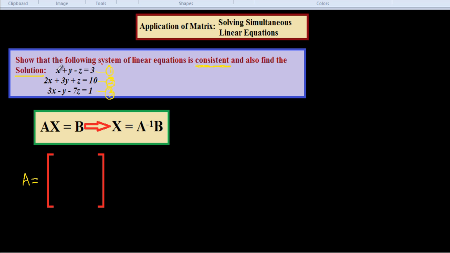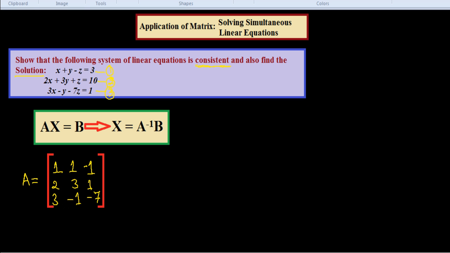In the first equation, we see the coefficient of x is 1, the coefficient of y is also 1, and the coefficient of z is minus 1. This we have got here. In the second equation, the coefficient of x is 2, the coefficient of y is 3, and the coefficient of z is 1. In the third equation, the coefficient of x is 3, the coefficient of y is minus 1, and the coefficient of z is minus 7. So this is our matrix A.